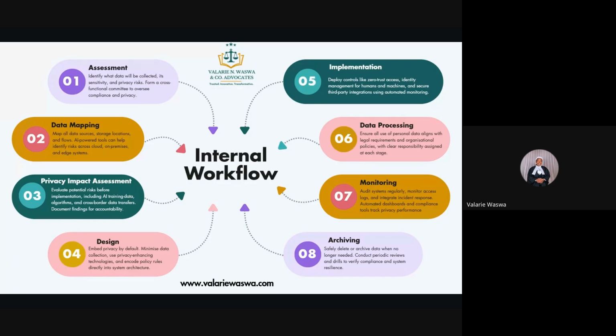You want to even categorize this data, because according to the Data Protection Act, there are different categories of personal data. There is just general personal data, there is sensitive personal data, there is personally identifiable information, there is sensitive personal identifiable information. So, you first of all identify what data you're collecting, okay? And then what are the sensitivities, what are the privacy risks? And now you want to come up with a cross-functional committee to oversee this compliance and privacy.